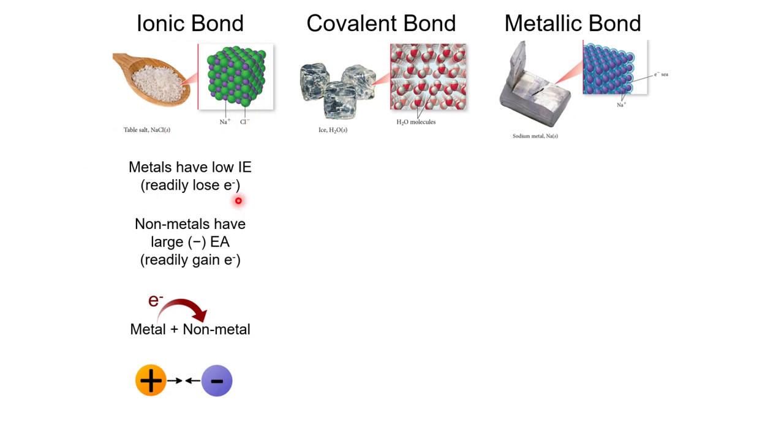Metals easily lose electrons because they have a low ionization energy. Non-metals readily gain electrons because they have a large electron affinity. And so what happens is the electron leaves the metal and ends up in the valence shell of the nonmetal. So now you have a positively charged cation and a negatively charged anion, which according to the rules of Coulomb's law are attracted to each other. So it is this attraction that holds together this lattice.